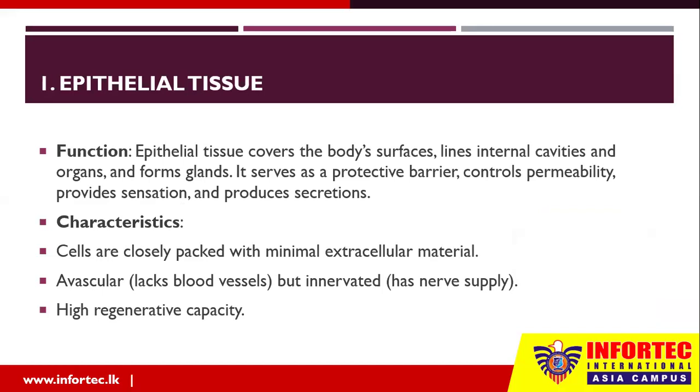Okay, so the epithelial tissues are the tissues that cover the body's surfaces, line internal cavities and organs, and they also form our glands, right? This serves as a protective barrier, and it also controls permeability, provides sensation and produces secretions, right?